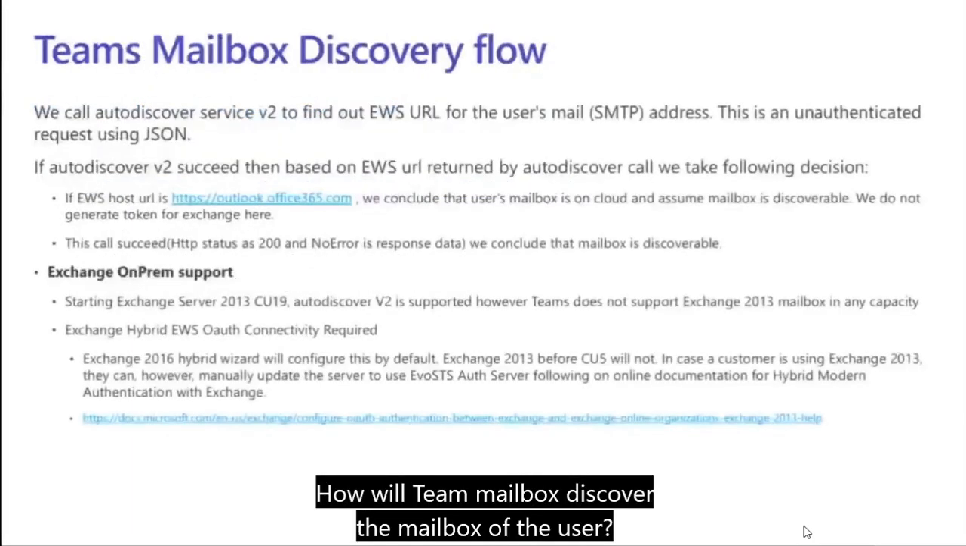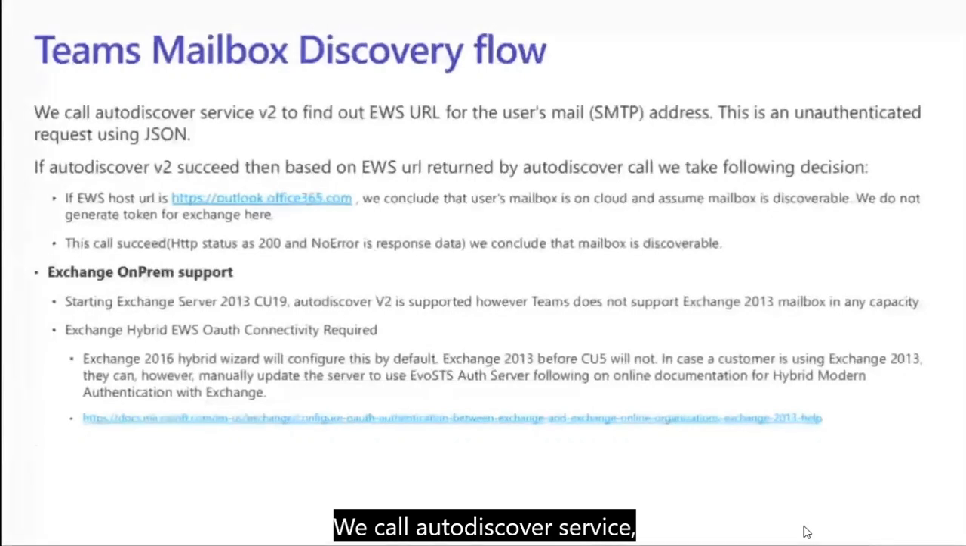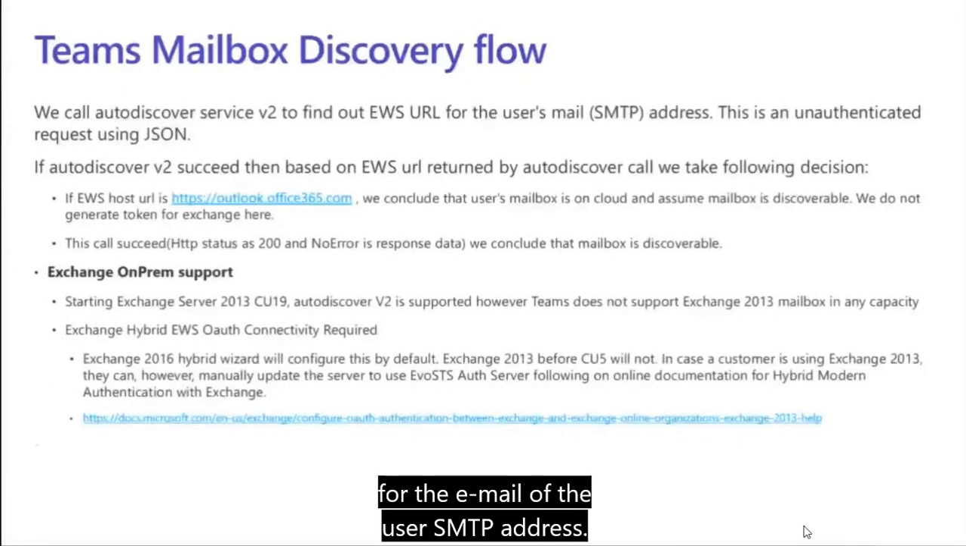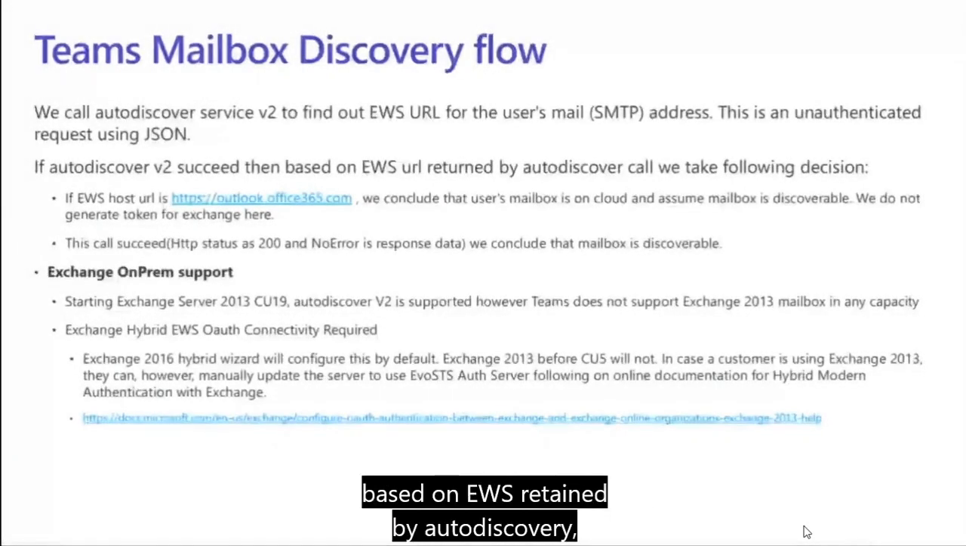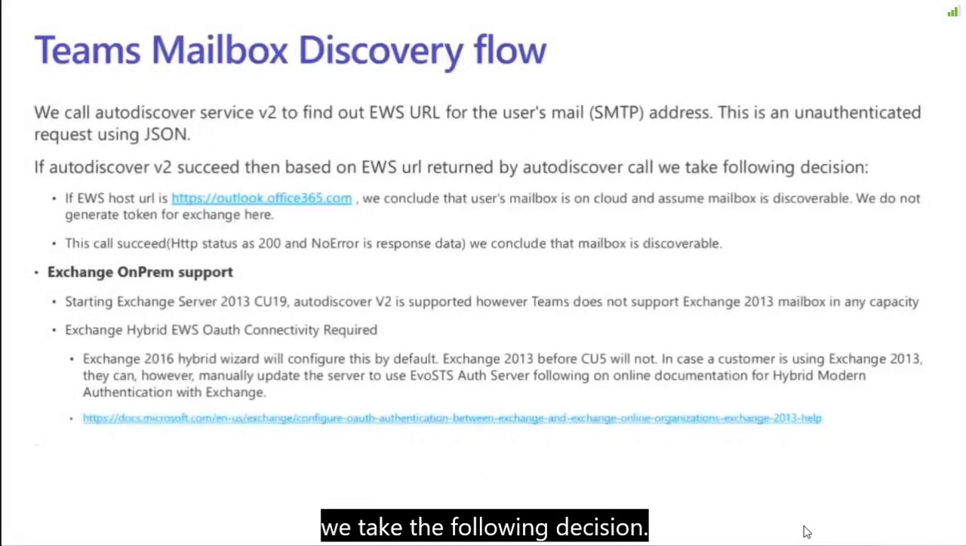How does Teams discover the mailbox of the user? We call AutoDiscover service version 2 to find out the AWS URL for the email of the user's SMTP address. This is an unauthenticated request using JSON. If AutoDiscover v2 succeeds, then based on the URL returned by the AutoDiscover call, we take the following decision.